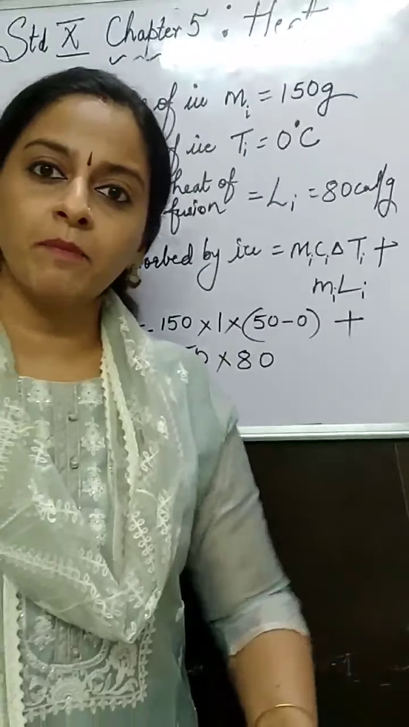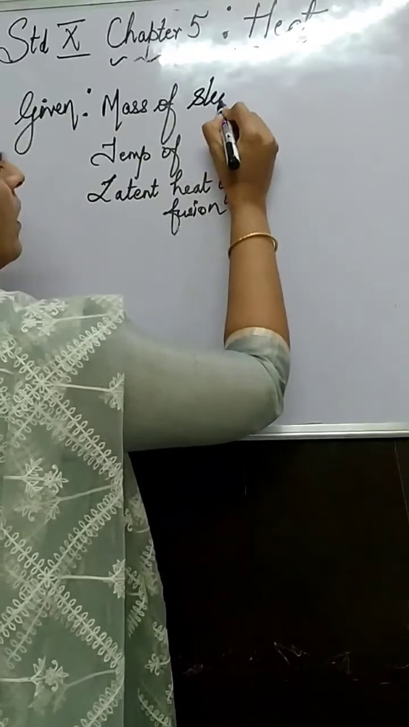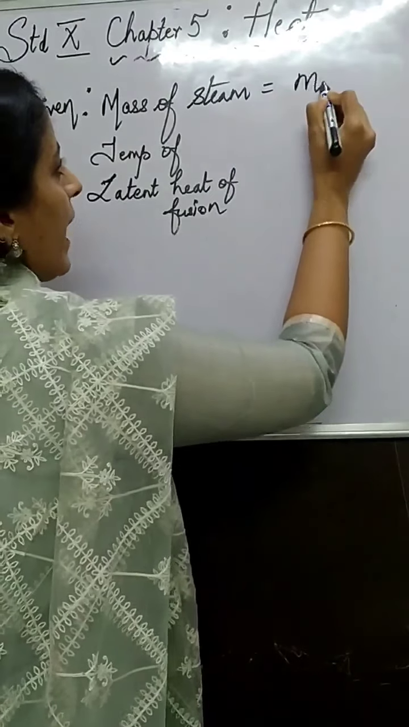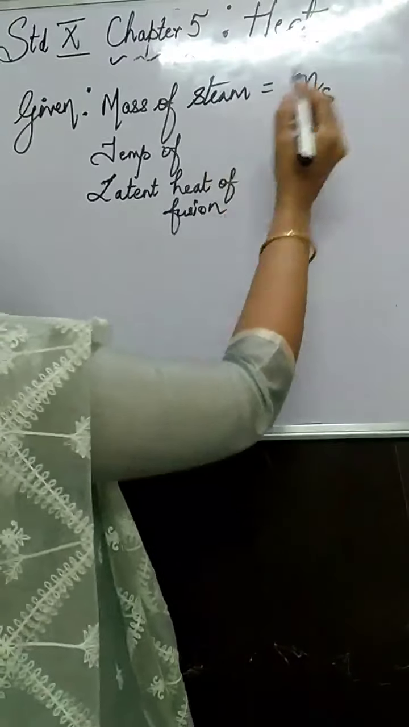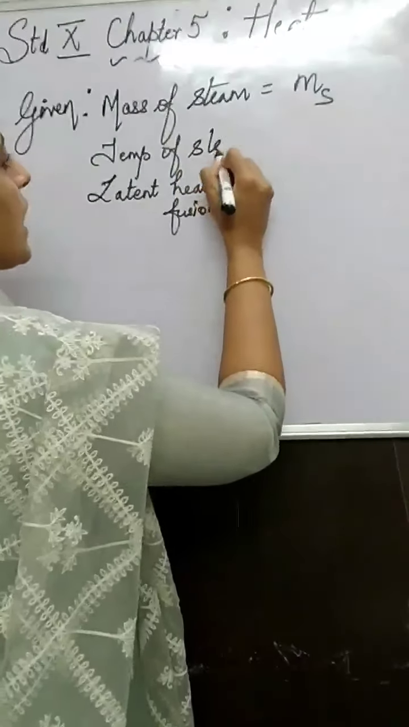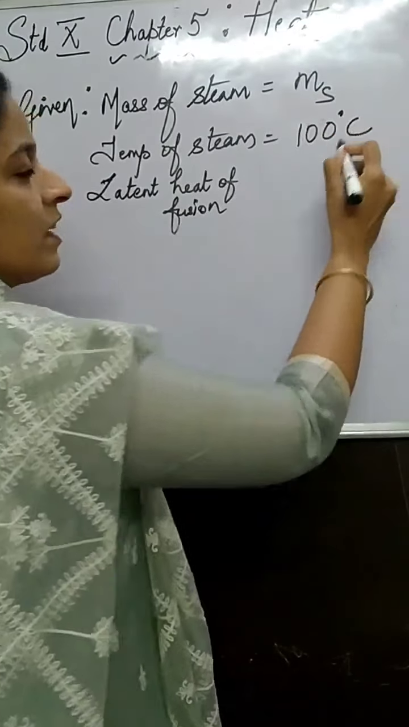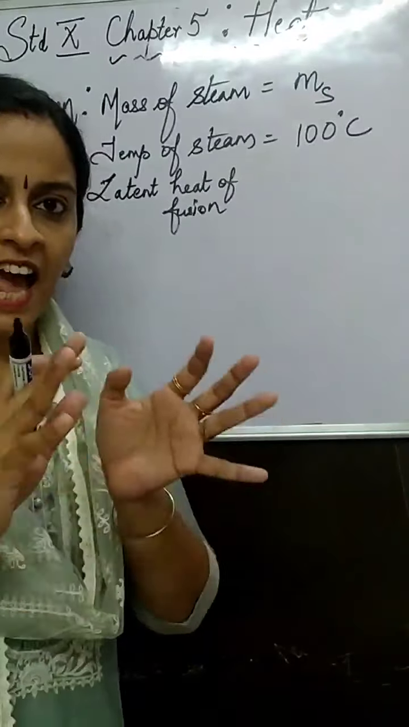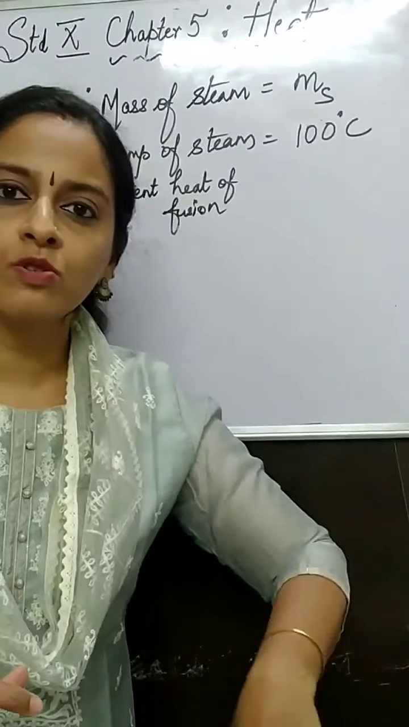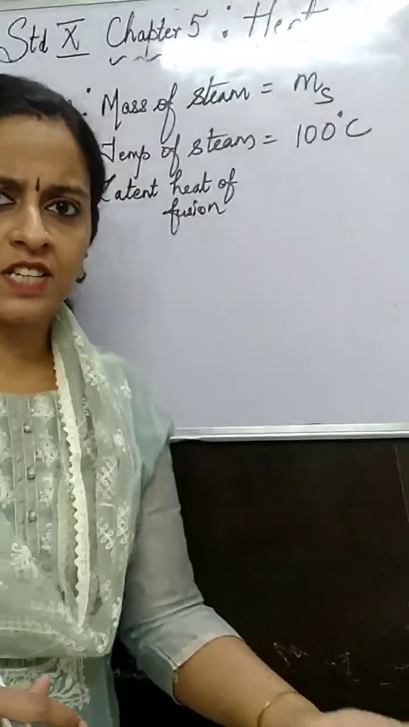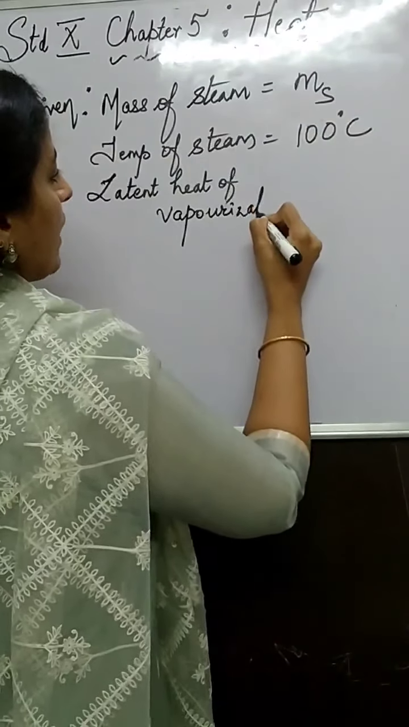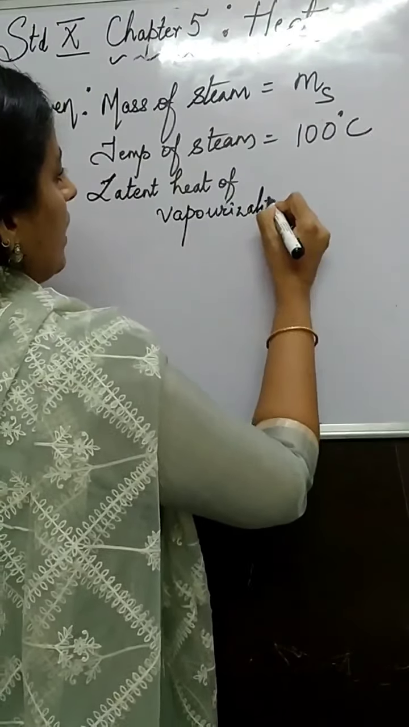Now let us solve the same thing about steam. Mass of steam we don't know. So that is Ms, steam S. Mass of steam we don't know, that is the question. Temperature of steam: the initial temperature of steam was 100 degrees Celsius. That steam is also going to condense and it will get mixed with water and it is also going to reach the temperature of 50 degrees Celsius. Latent heat of vaporization will come here. Okay, so latent heat of vaporization of water is given as 540 calorie per gram.